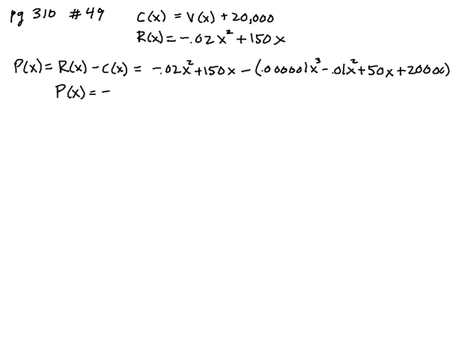So I've got negative 0.02 x squared plus 150x minus 0.000001 x cubed plus 0.01 x squared minus 50x and then minus 20,000.